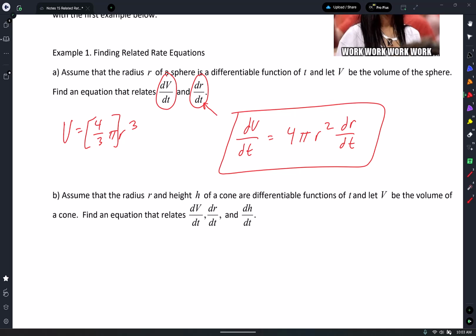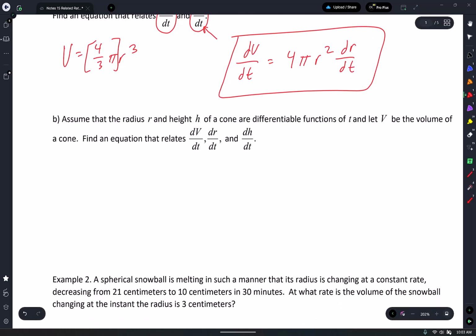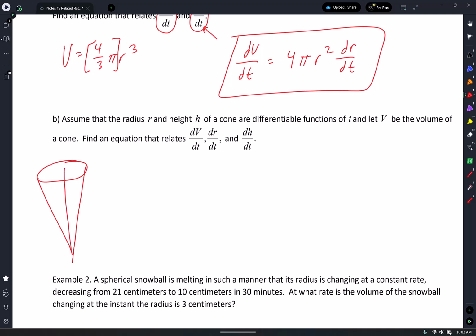All right, letter B. Assume that the radius and height of a cone are differentiable functions of t and let V be the volume of the cone. Find an equation that relates dV/dt, dr/dt, and dh/dt. All right, so here's a cone. Let me draw a cone for you guys. Here's r, here's h. Volume of a cone is equal to pi over 3, or 1/3 pi, r squared h. They would probably give you that one, but I would just memorize the ones that come up all the time: a rectangular prism, a cone, a sphere.